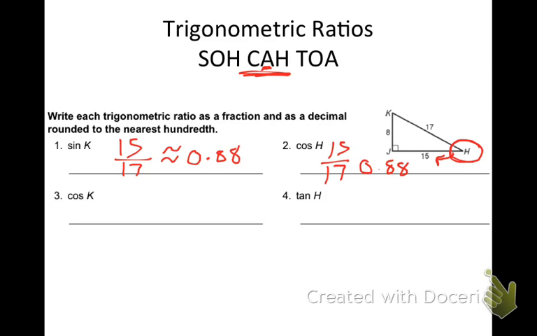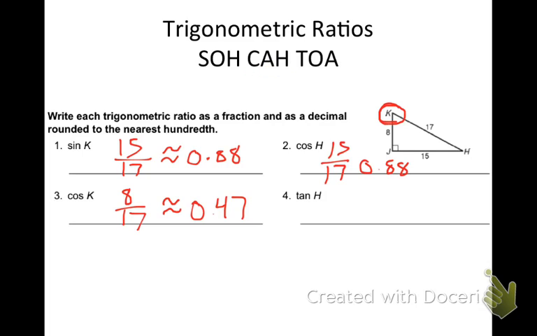Okay. Number 3. It wants me to find the cosine of K. So here's angle K. I want to find the cosine of angle K. What is the cosine again? I want the adjacent over the hypotenuse. Which one is right next to K? 8. 8 over, what's my hypotenuse? 17. And 8 over 17 is approximately 0.47. Nice job.